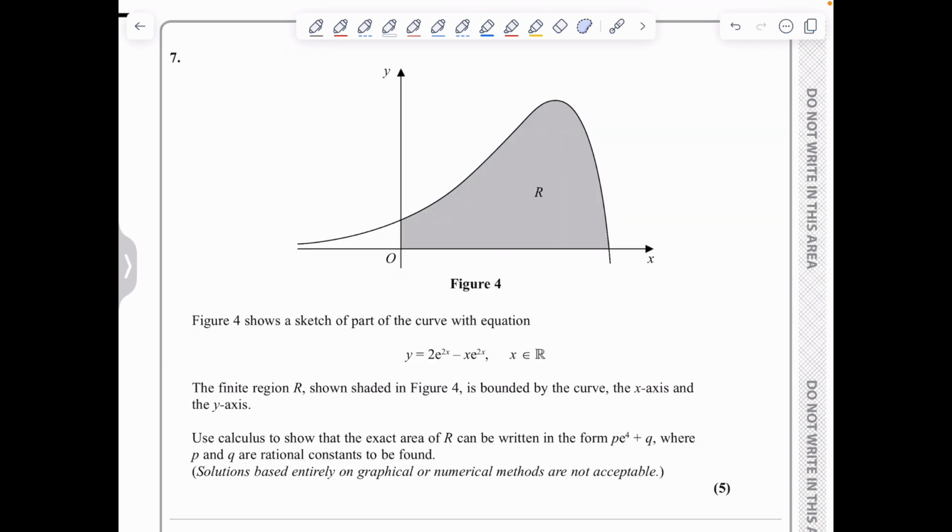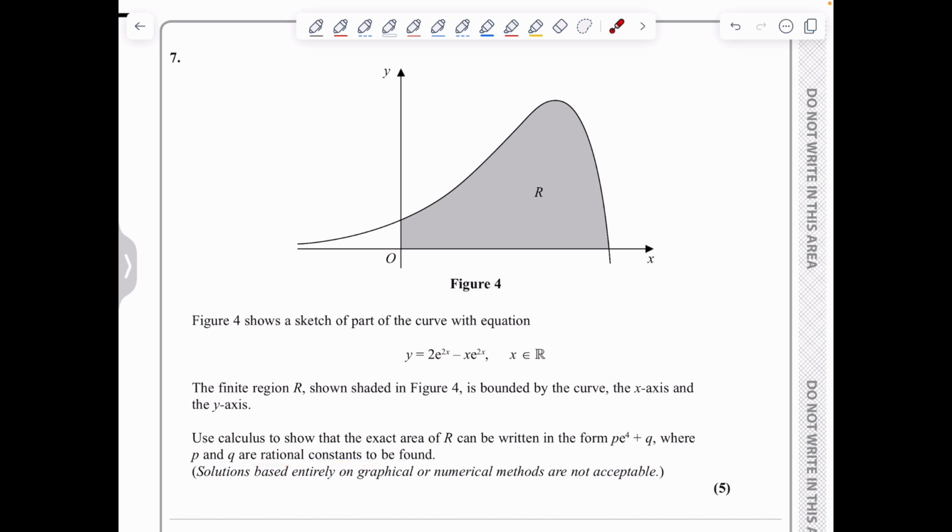In question 7, we've got the curve here, y is 2e to the 2x minus x e to the 2x, and we need to determine using calculus, which means using integration, the exact area of R, giving our answer in the form pe to the 4 plus q, with p and q being rational constants to be found.